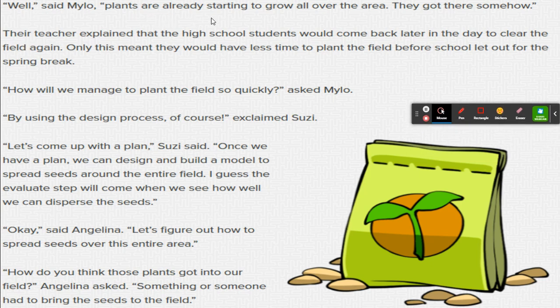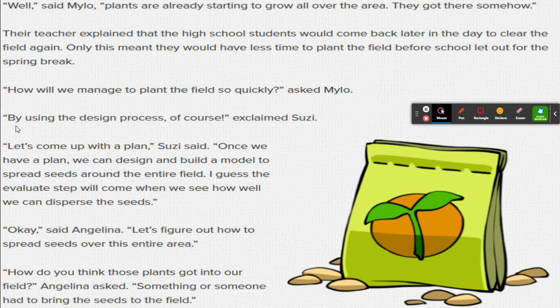"Well," said Milo, "plants are already starting to grow all over the area. They got there somehow." Their teacher explained that the high school students would come back later in the day to clear the field again. Only this meant they would have less time to plant the field before school let out for the spring break. "How will we manage to plant the field so quickly?"